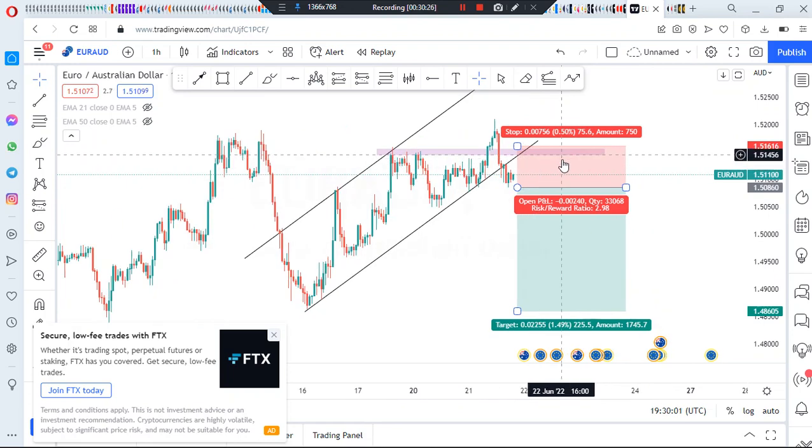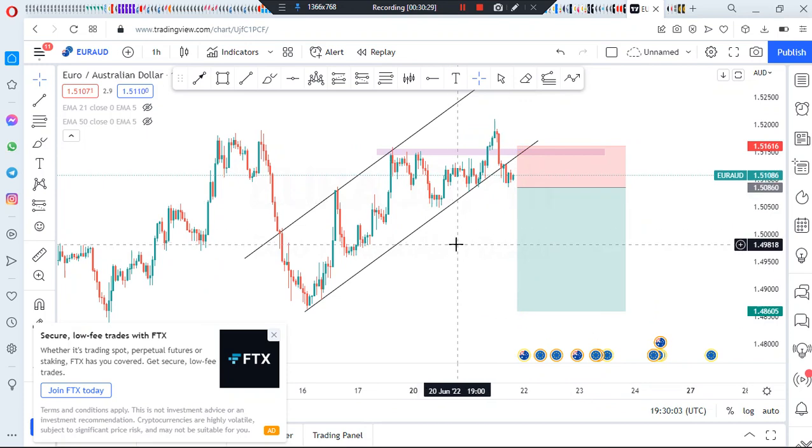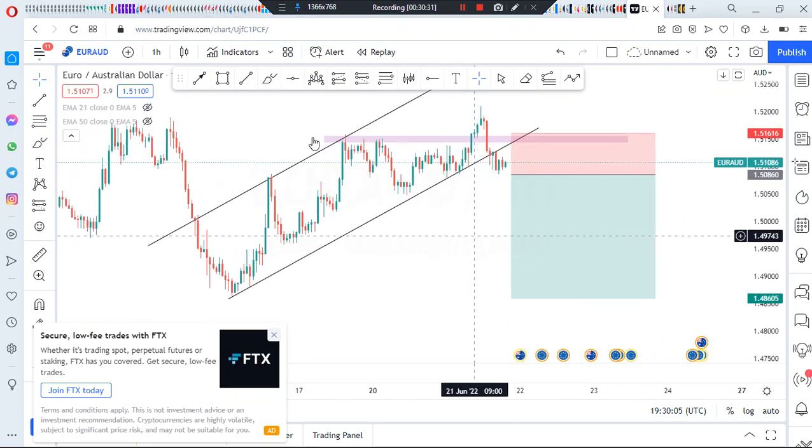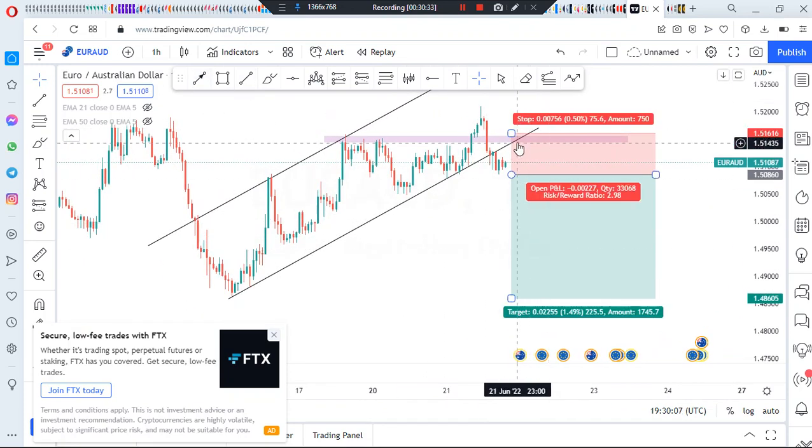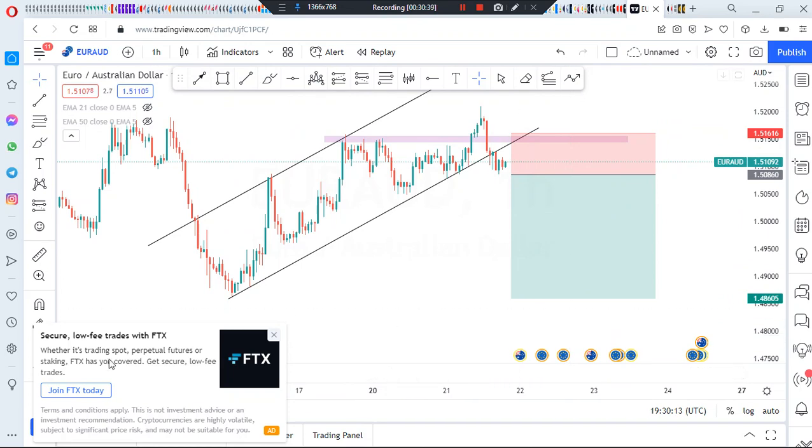So I would place my trade around this area and target this much, here. So this was my analysis.